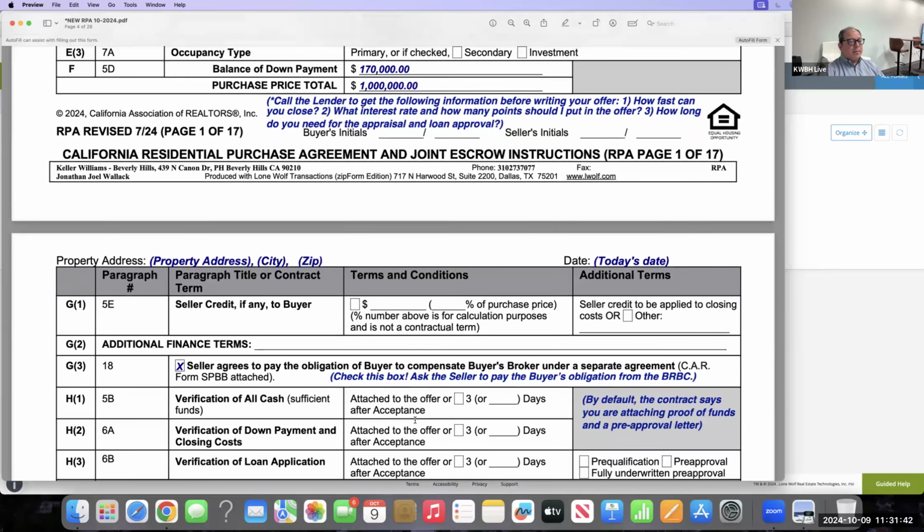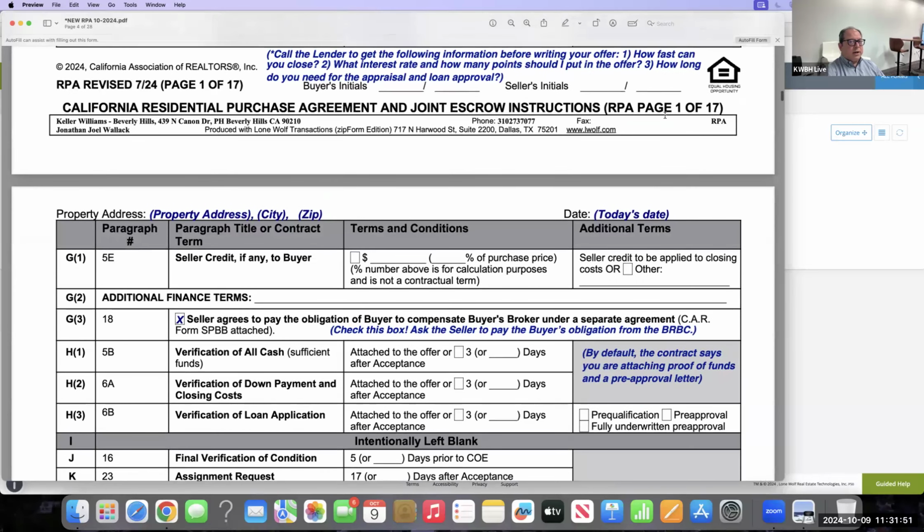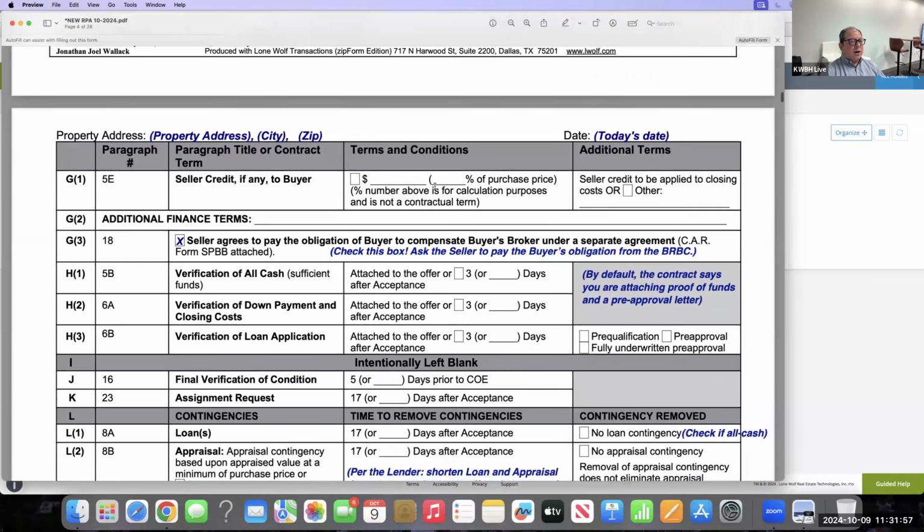All right, now we have some interesting stuff that is newer to the contract at the top of page 2 of the RPA. So when I say page 2, if you look here, it says RPA page 1 of 17. So now we're at the top of page 2 of 17. The first paragraph here is a seller credit to the buyer. Why would we be asking for a credit right now before we even do inspections or anything? It's just weird, isn't it? Well, let's talk about that for a second.